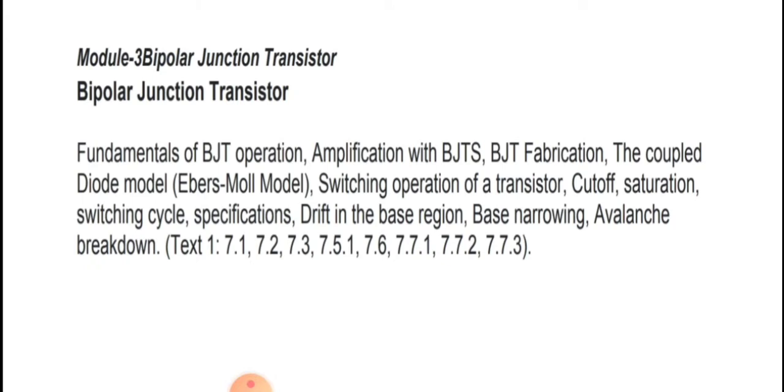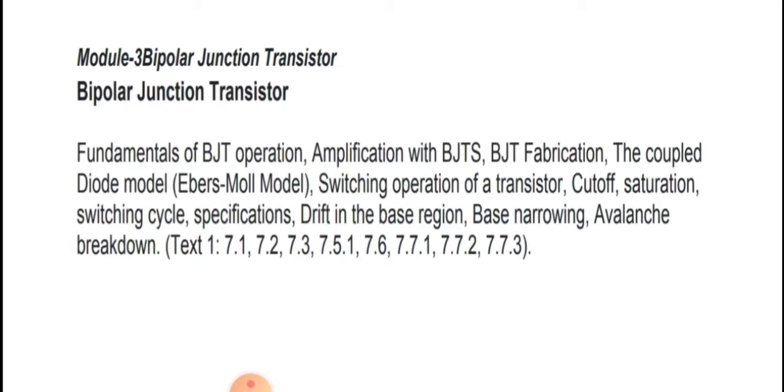Under Module 3, what we have to study are fundamentals of BJT operation, amplification with BJT, BJT fabrication, the coupled diode model or Ebers-Moll model, switching operation of a transistor, cutoff, saturation, switching cycle, specification, then drift in the base region, base narrowing, avalanche, breakdown. So these are the topics that have to be considered. Here we are more dealing with the physical operation of BJT than the application part.